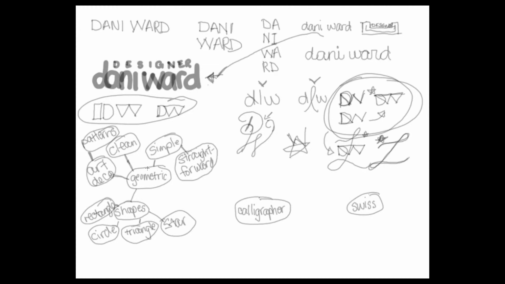So I could do more with geometric, but I'm going to move over to calligrapher. As I said earlier, I chose calligrapher because of the script that I started incorporating in this one monogram and the one that Kylie suggested that I try. But calligraphy is something that I do professionally.